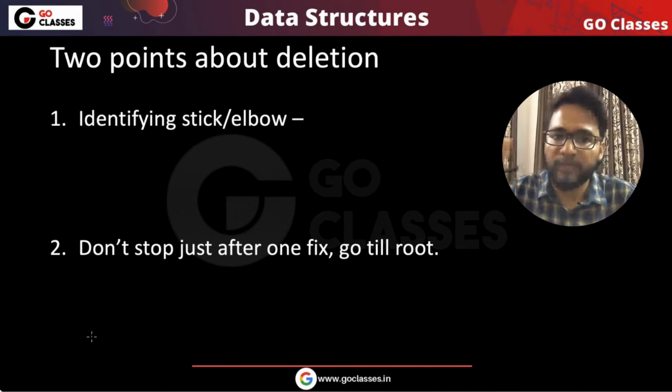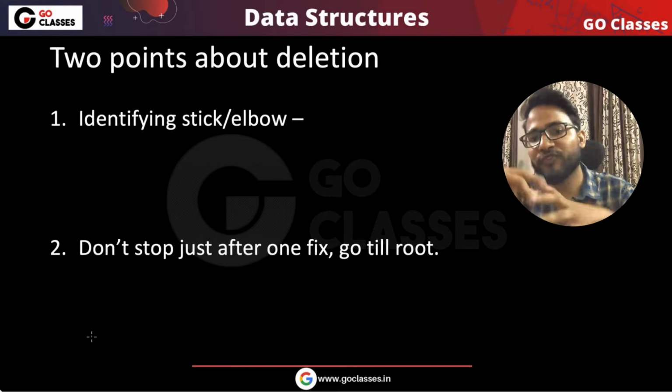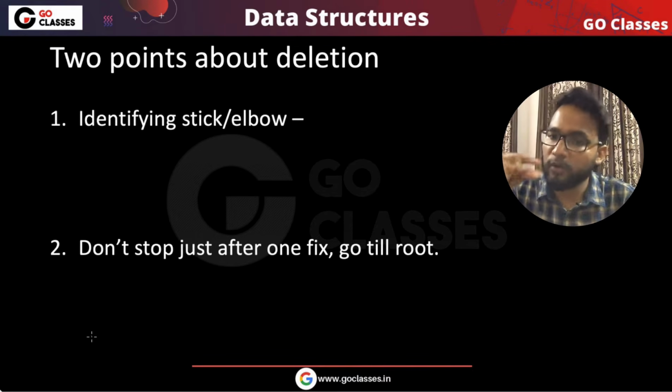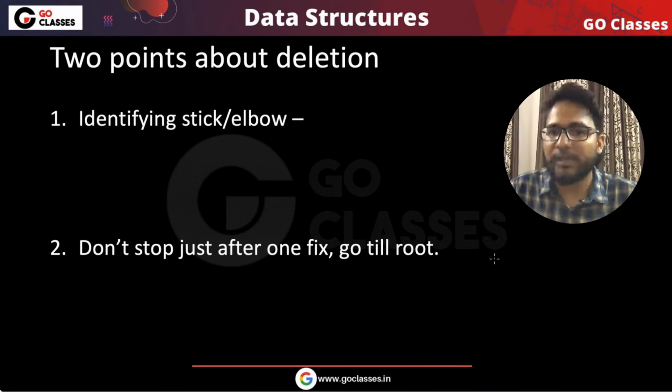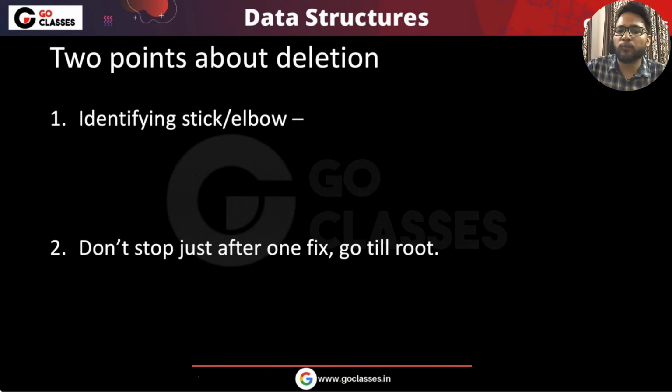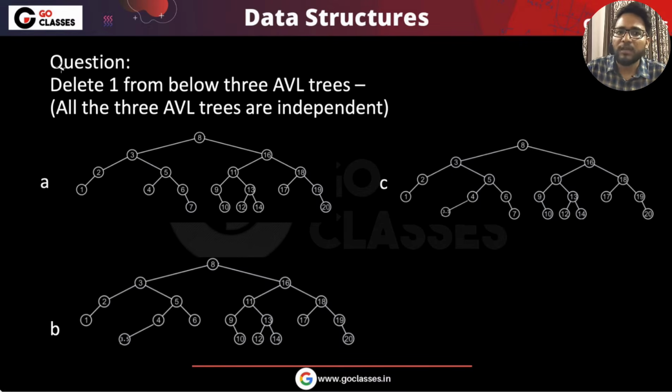So there are two major points in case of AVL deletion. One is identifying stick and elbow. Second is that once you fix one node, you cannot stop there; you have to keep on going till the root. Now let me take some examples and exercise these 2 points on them. Let's take this question. It says delete 1 from the below 3 AVL trees, which are different AVL trees with small variations.